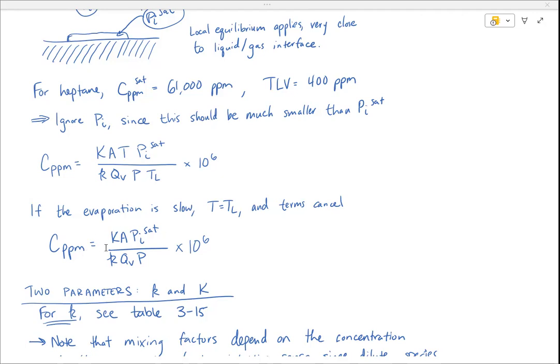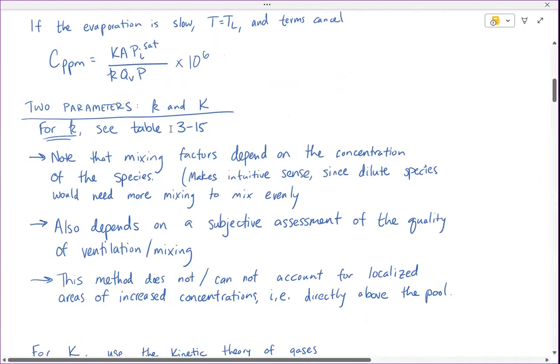Notice that this has two parameters: little k, which is the mixing coefficient, which we talked about in the ventilation video, and big K, which is the mass transfer coefficient. Little k, again, we've talked about before. You can see table 3-15 for that. If you're assuming well mixed, which is probably a bad assumption in chemical process safety, k would have a value of 1. Or if you're assuming less than ideal mixing, it would be somewhat less than that.